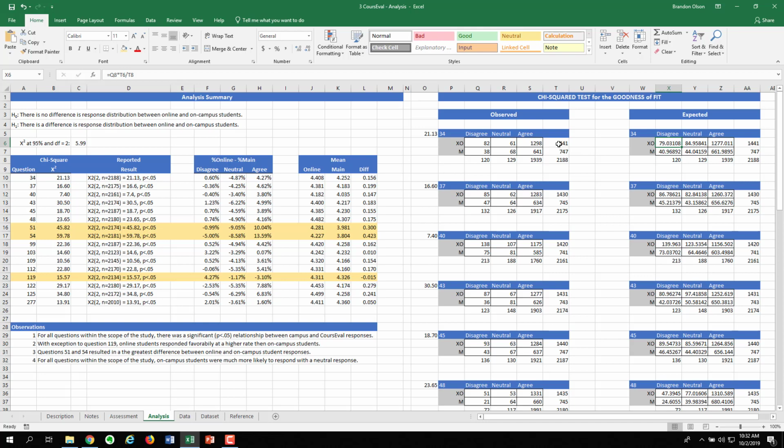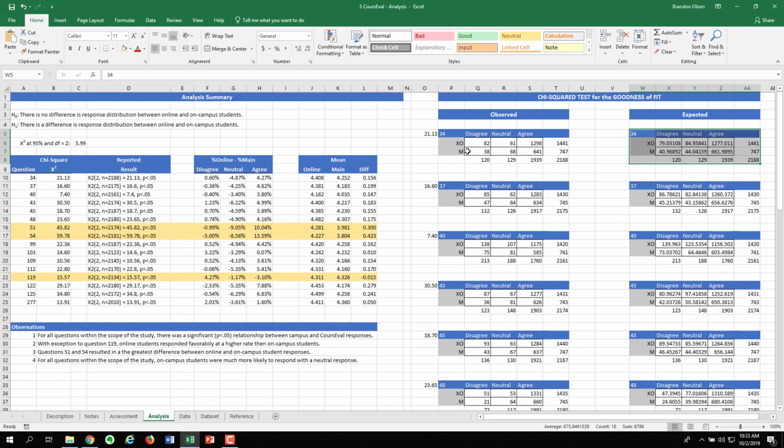The calculation is carried out by taking from my observed values the total number of online students divided by the total of students, taking that result and multiplying it times the total of students that responded strongly disagree or disagree. And then that result gets placed right here. And then I carry out that same calculation for all responses for online and main campus students. And that would be my expected results.